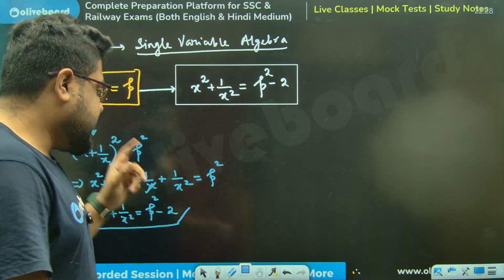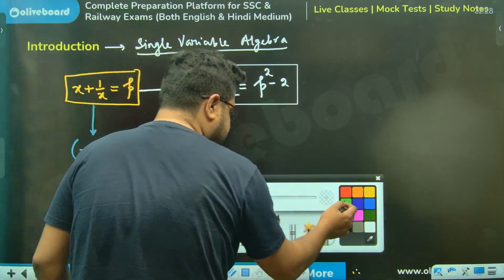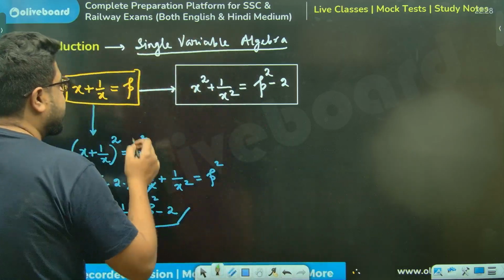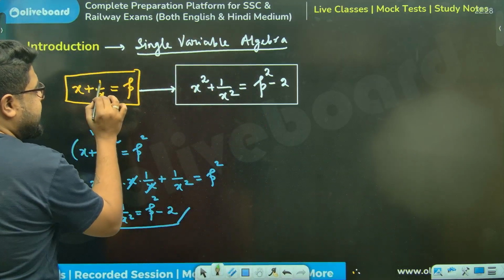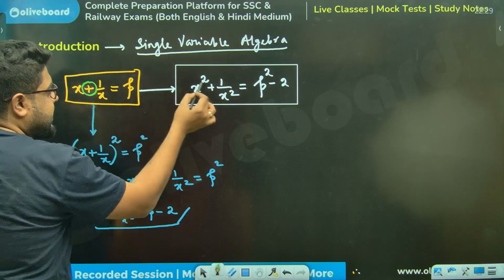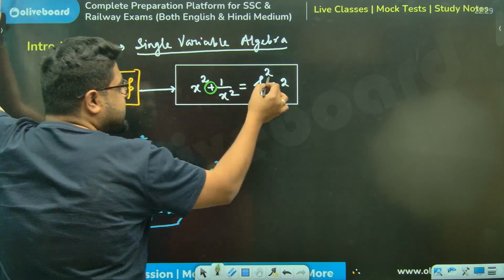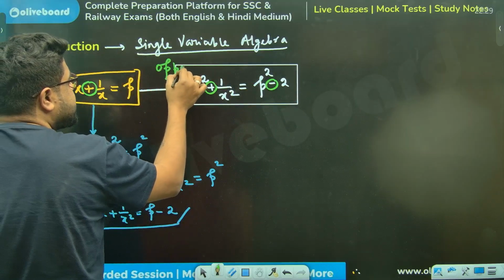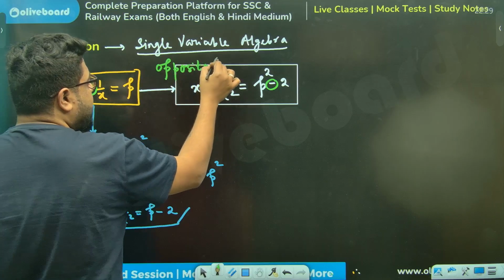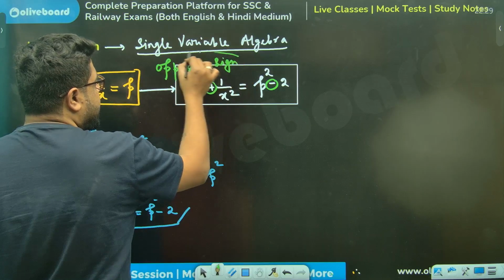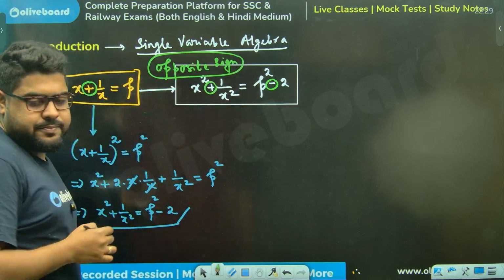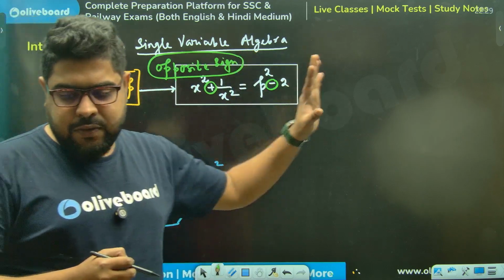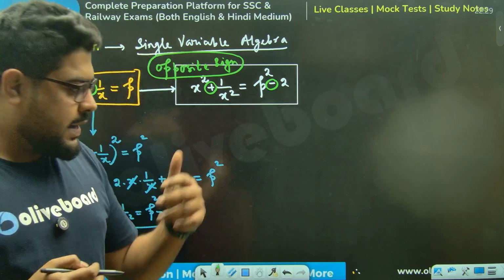Now please understand the way to remember it. Many people have a little problem remembering it. So whatever is the sign here and here, always you see the opposite sign will work. The rule of opposite sign. Always remember this. Okay, I'm just writing it over here. That is something you need to understand. Let me just show you.